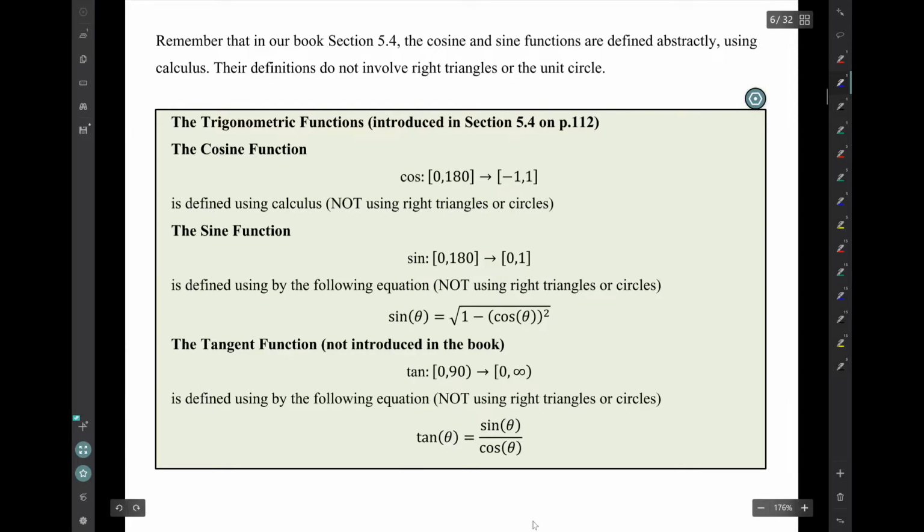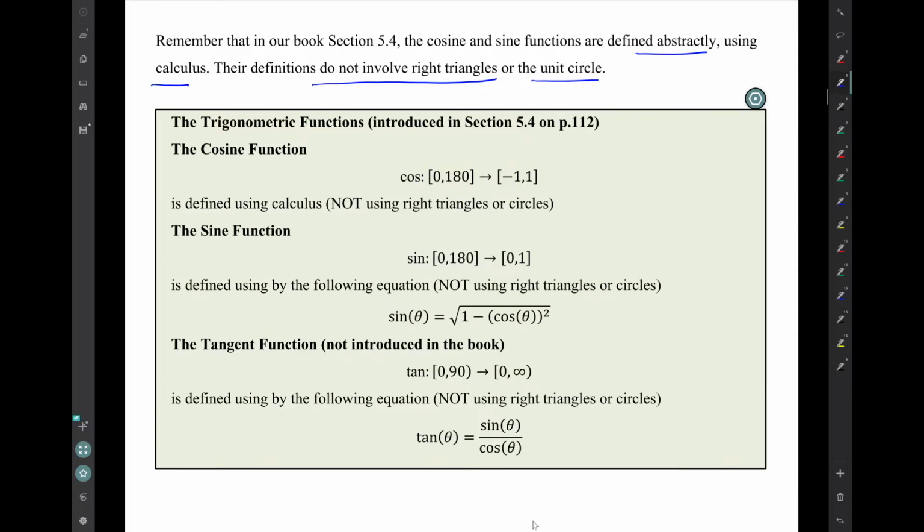Now, remember the fact that in our book, section 5.4, which we didn't cover, but we've discussed the fact that we are using the results. We've discussed that fact before. In that section, the sine and cosine functions are defined abstractly using calculus. Their definitions do not involve right triangles or the unit circle. And remember that the cosine function is a function that, as an abstract function, has domain, the set of numbers greater than or equal to 0 and less than 180, and has range, the set of numbers greater than or equal to -1 and less than or equal to 1.